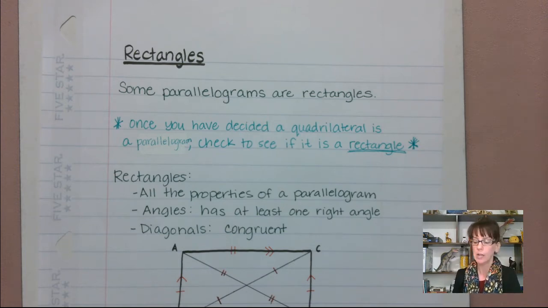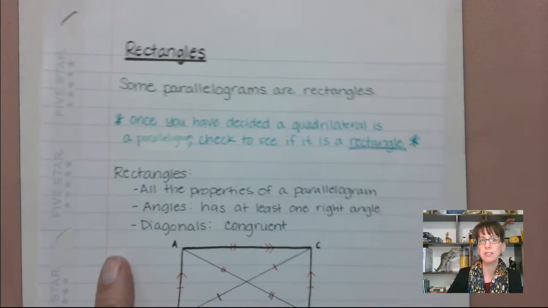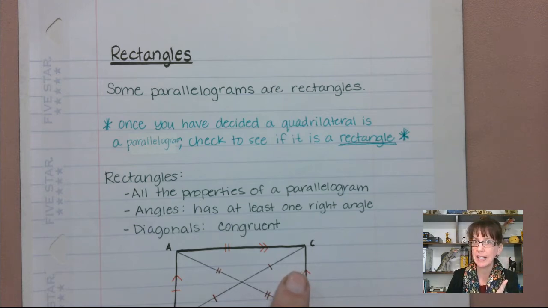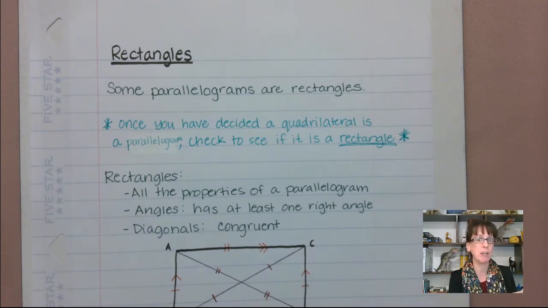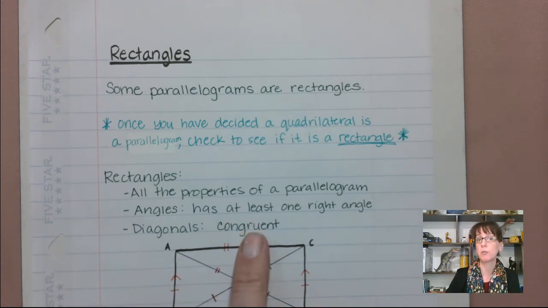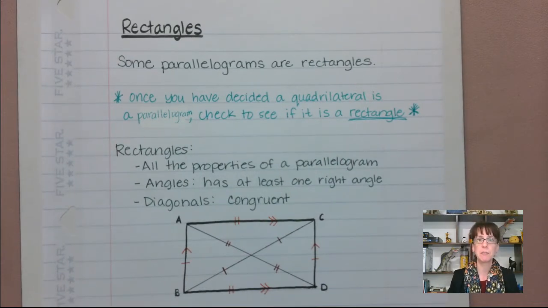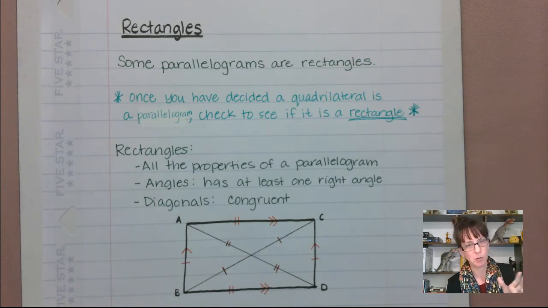How will you know? Not only will it have all the properties of a parallelogram, which I just showed you, also the angles, it's going to have at least one right angle, because if you have one right angle, all those properties of that parallelogram mean that they're all going to be right angles. So we're going to have 4 right angles total. The diagonals are also going to be congruent. So the properties of a rectangle: all those properties of a parallelogram, also one right angle, which makes 4 right angles, and those diagonals are congruent.